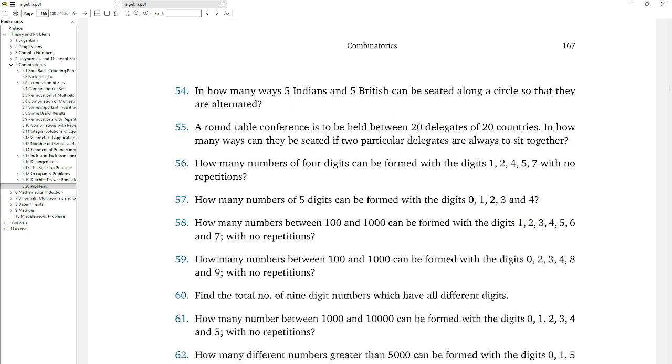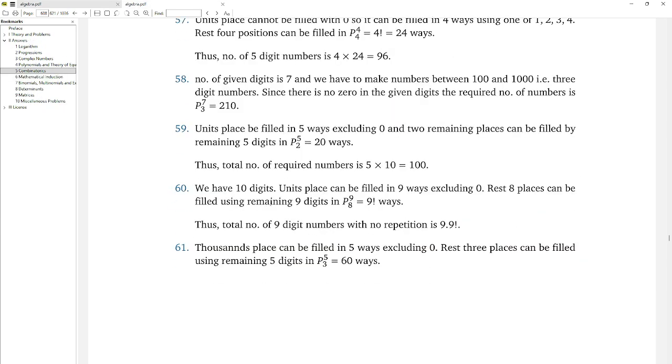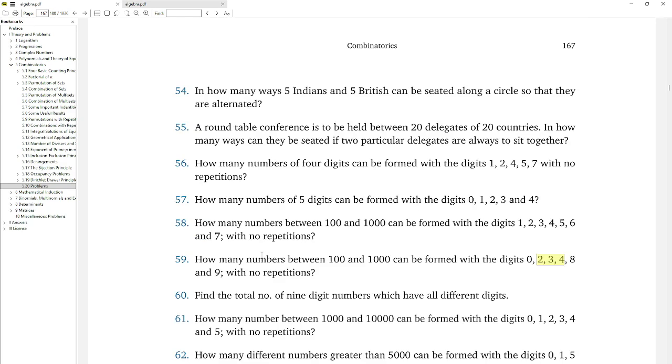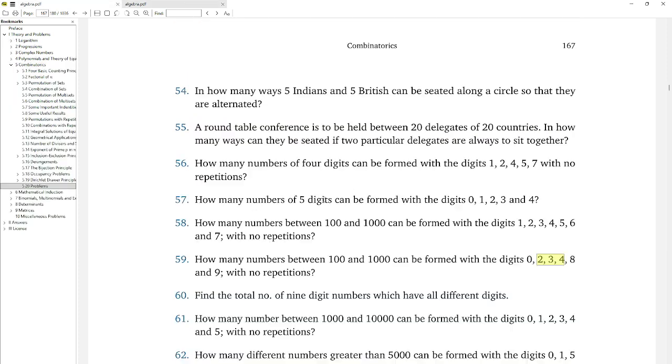Question 59 says how many numbers between 100 and 1000 can be formed with the digits 0, 2, 3, 4, 8, and 9? So units place can be filled in 5 ways, excluding 0, and the 2 remaining places can be filled by the remaining 5 digits in 5P2, that is 20 ways. So the required number of numbers is 5 into 20, that is 100.